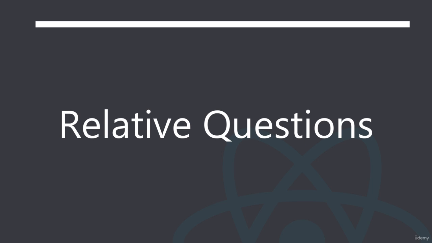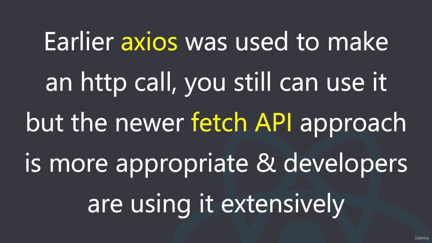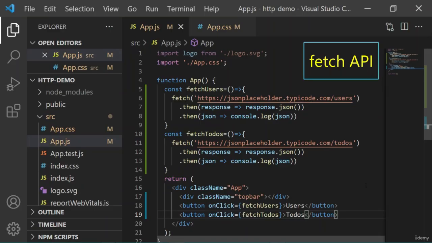Now let's talk about a related question. The question is, how do you call a REST API in your React application, or how do you make an HTTP call for that matter? So the way you make an HTTP call, earlier we had Axios, the Axios library. We still have it. You can certainly use it, but often we see that the newer fetch API approach is more appropriate, and developers are using this extensively. So this is how you make the fetch API call, where you just pass the URL and then it returns a promise, and then you configure that response with JSON, and the converted JSON data you can display this way.